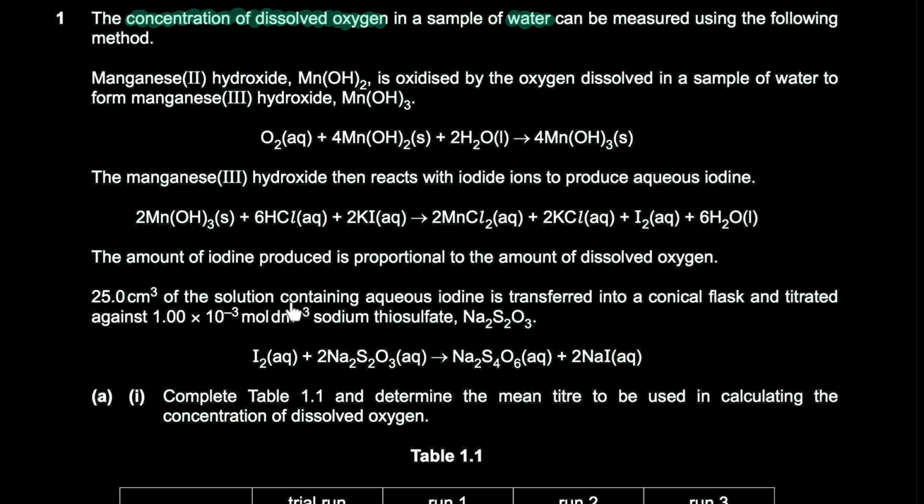25 cm cube of the solution containing aqueous iodine is transferred into a conical flask and titrated against 1 into 10 to the power minus 3 moles per dm cube sodium thiosulfate. So what we do is we take the iodine that was produced here, and we titrate it against 1 into 10 to the power minus 3 moles per dm cube sodium thiosulfate. We titrate the iodine against the sodium thiosulfate.